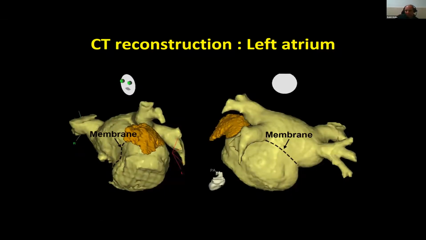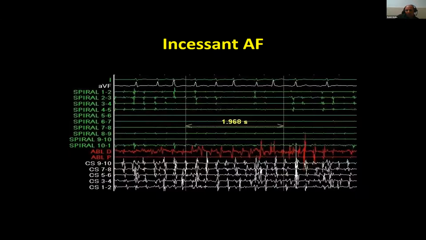So in all cases of AF ablation, we do a pre-procedure CT scan to know what exactly is the morphology, and we fuse the CT scan in our cath lab to the electroanatomical map, which also gives a broad view of the anatomy, and also we have to map less area. So this was a baseline. The patient was in incessant AF.